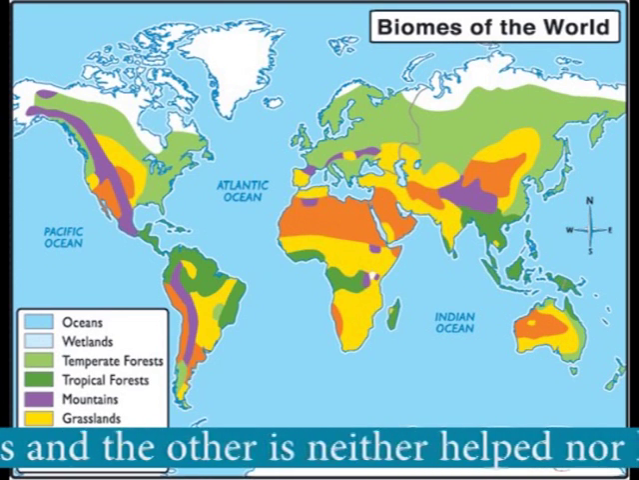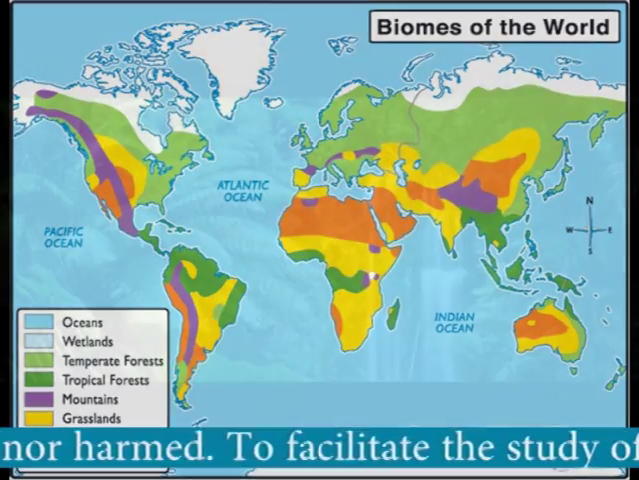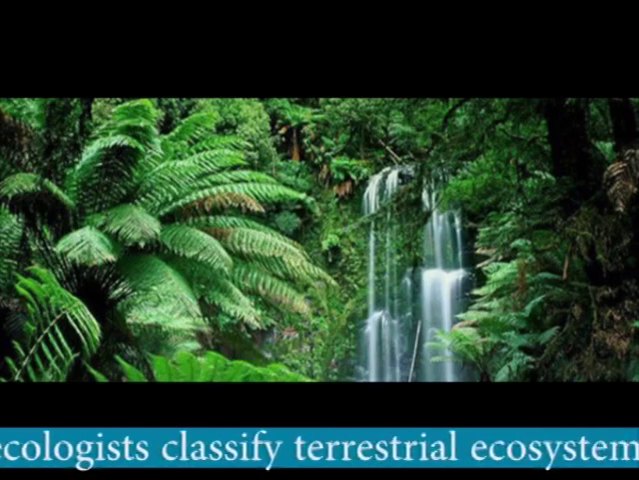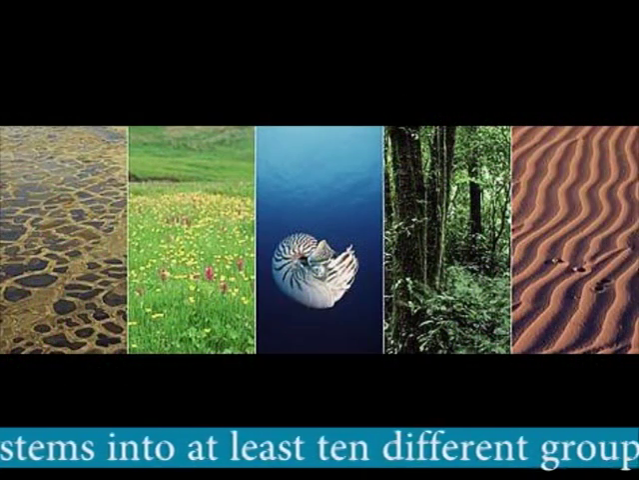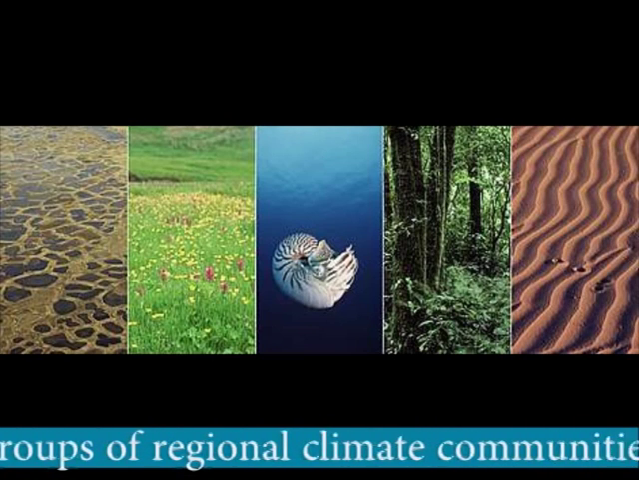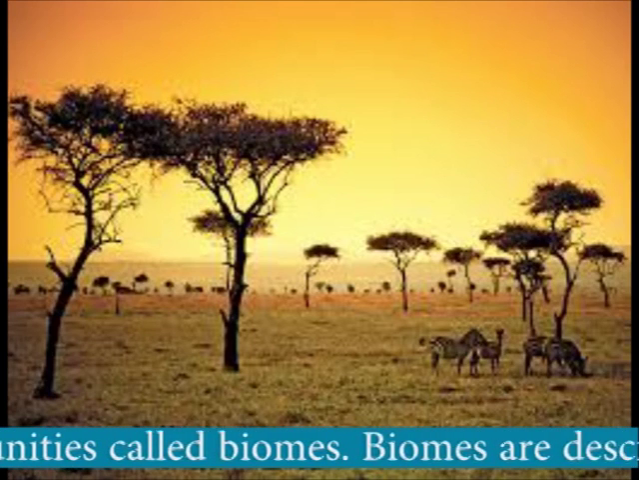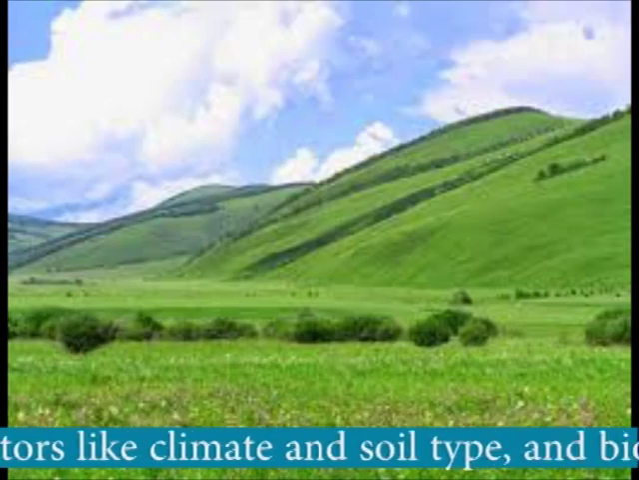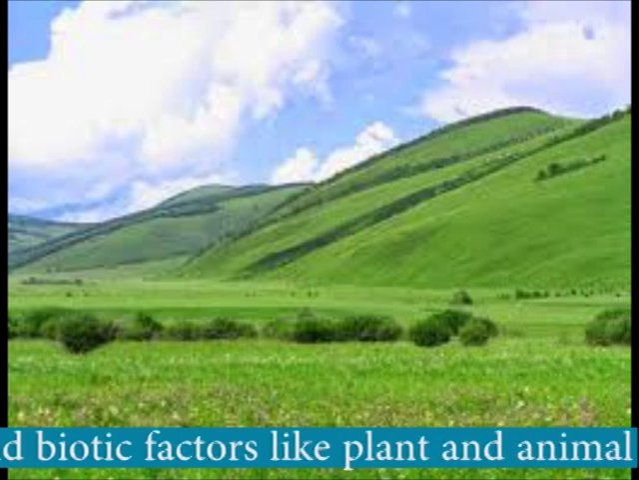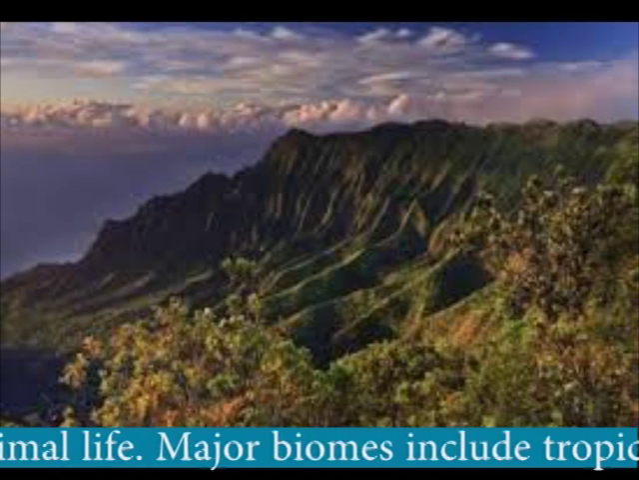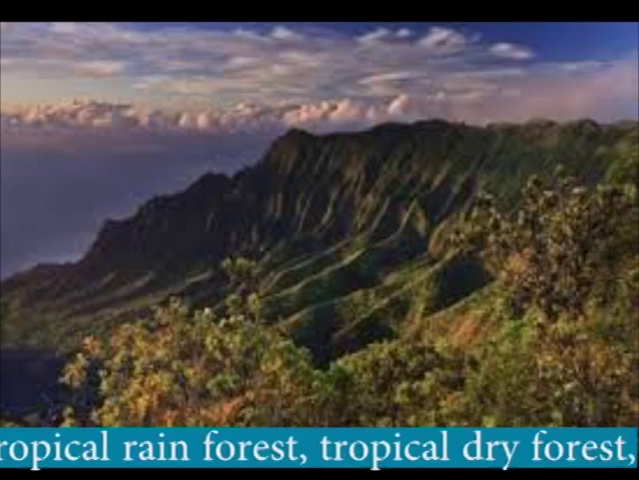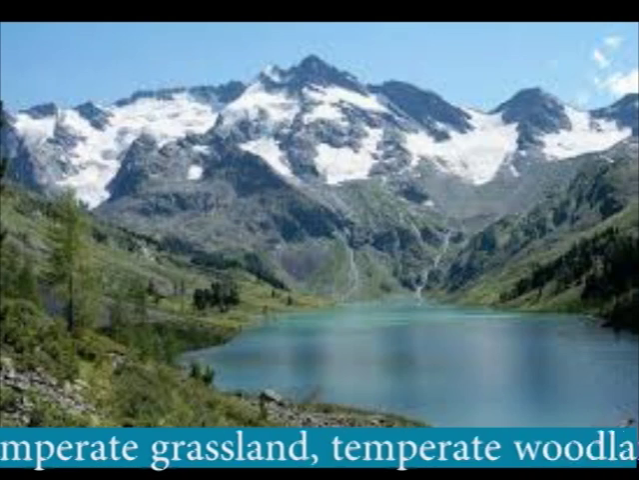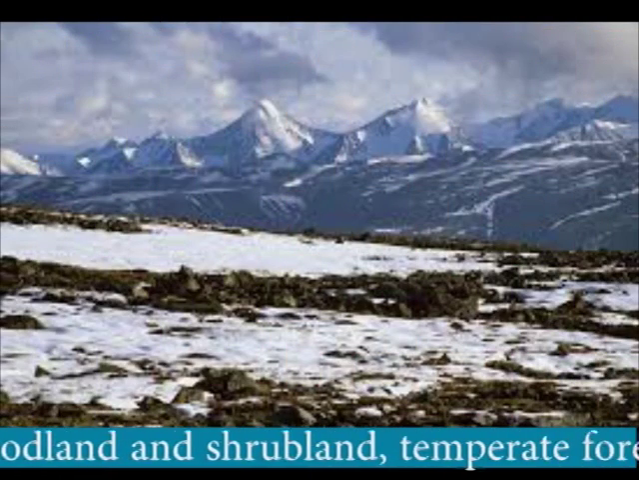To facilitate the study of different regions of the Earth, ecologists classify Earth's terrestrial ecosystems into at least 10 different groups of regional climate communities called biomes. Biomes are described in terms of abiotic factors like climate and soil type, and biotic factors like plant and animal life. Major biomes include tropical rainforest, tropical dry forest, tropical grassland, desert, temperate grassland, temperate woodland and shrubland, temperate forest, northwestern coniferous forest, boreal forest, and tundra.